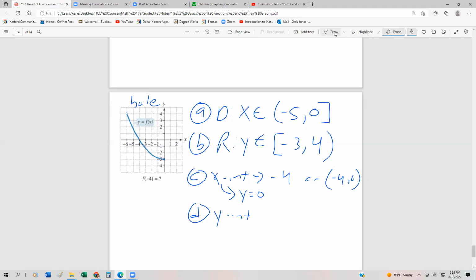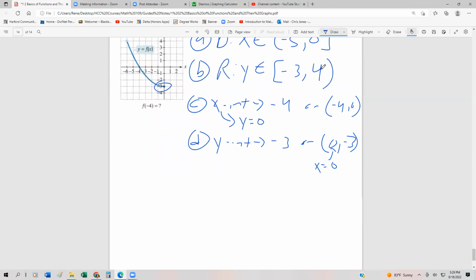For the y-intercept, we're looking for the point where it crosses the y-axis. And fortunately for us, there is a point right here at -3. And so two ways we can write that. We could say -3, or if we were to write that as an ordered pair, (0, -3). And the reason we say that is because -3 is going to be the y value. And remember that x is always equal to 0 when we're finding the y-intercept.